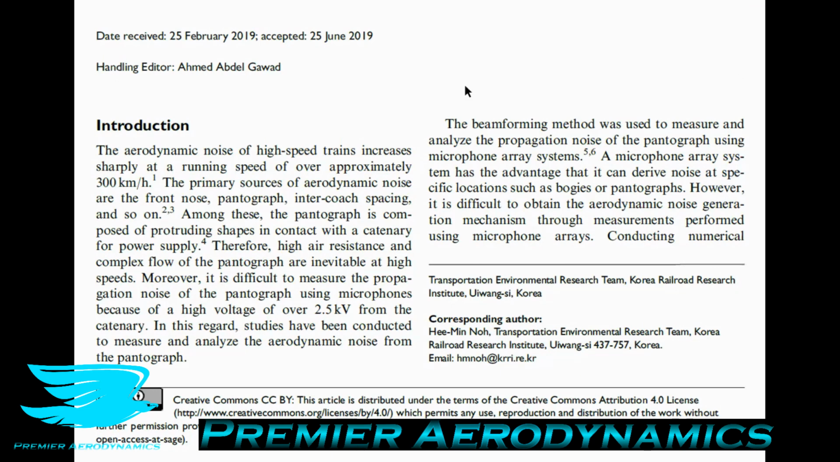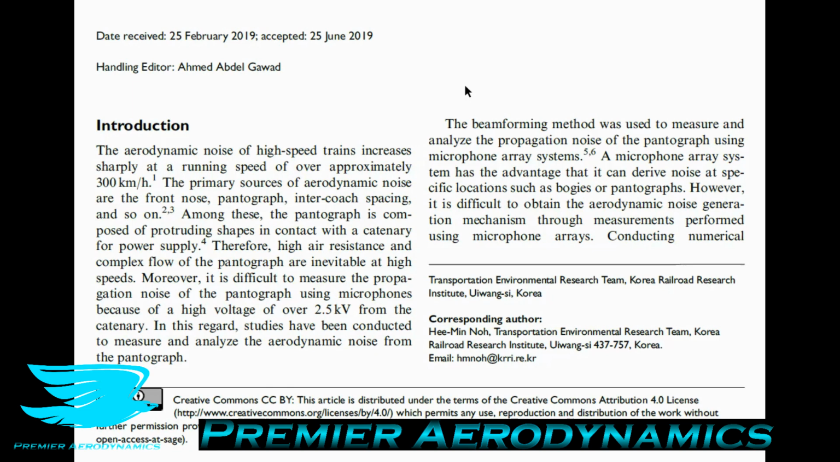The aerodynamic noise of high-speed trains increases sharply at a running speed over approximately 300 kilometers per hour. The primary sources of aerodynamic noise are the front nose, the pantograph, the intercoach spacings, and so on. So in podcast number 22 and 23, we found the nose, also near the wheels, whether they had fairings or not, and then the spacing between the two carriages, as I mentioned, and the pantograph, but also the structure around the pantograph. So if you have like a little air conditioning unit or something, that does change the noise coming from the pantograph.